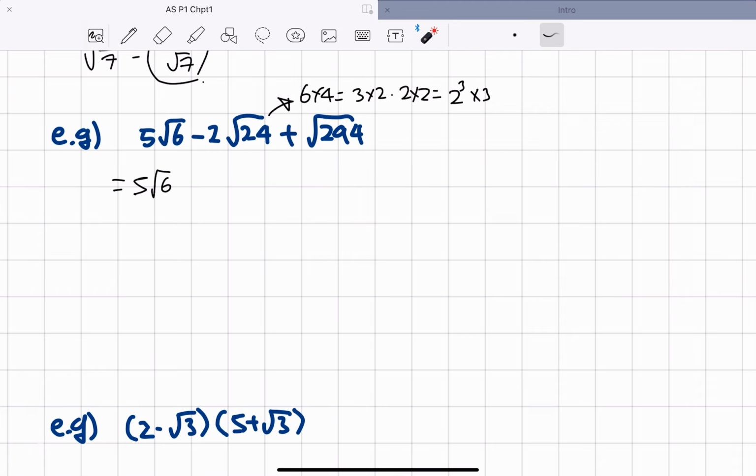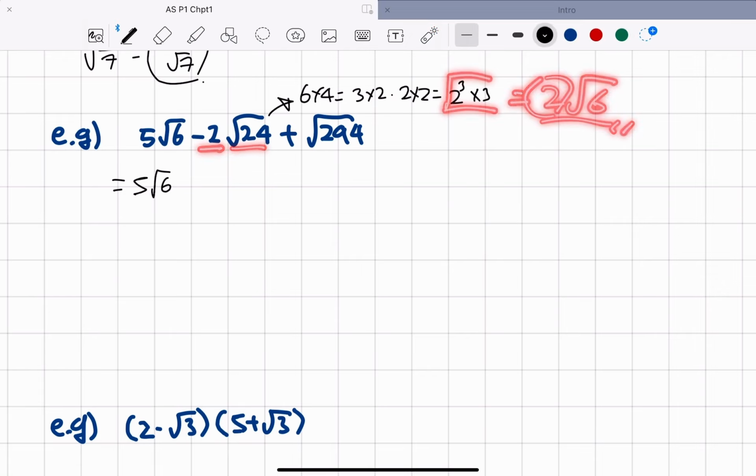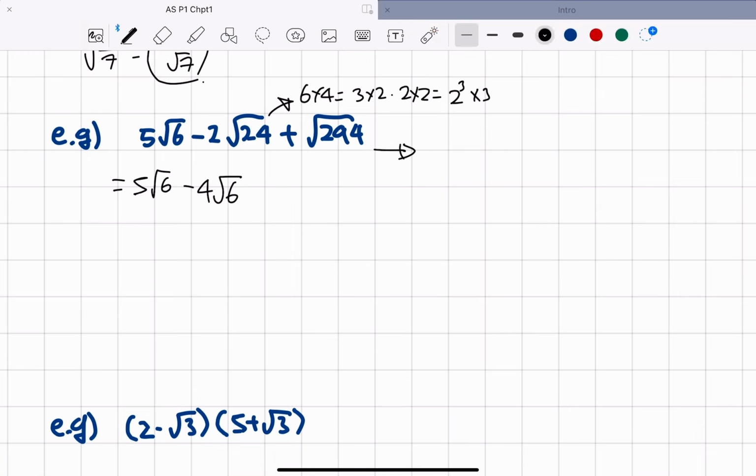Which means we can simplify the square root of 24 to 2 square root of 6, right? So if you multiply this 2 and this minus 2, then you get minus 4 square root of 6. And also for 294, let's try to find the factors.